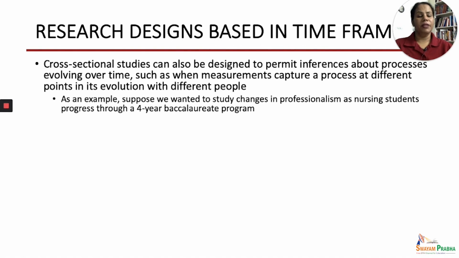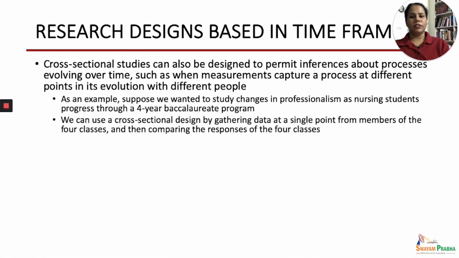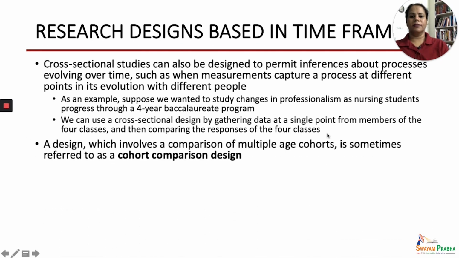But here we need to assume that whatever professionalism the fourth years are showing, when they were in their first year, they would have shown the professionalism that the first year students in your study have shown. So through this way you can go for the cross-sectional study. So we can use a cross-sectional design by gathering data at a single point from members of the 4 classes and then comparing the responses of the 4 classes.